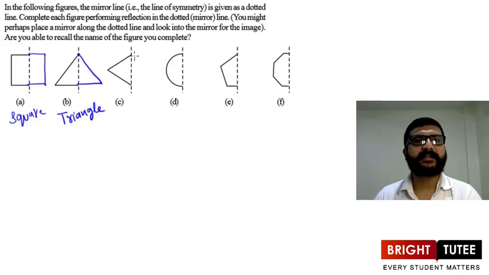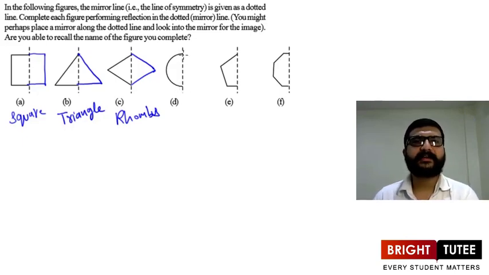Here the dotted line is the mirror line. We have to draw the reflection. So it will be like this. Now as we can see, these blue colored lines are the reflection of the black lines along the dotted line. If the dotted line is considered as a mirror, then the left part of the image is the reflection of the right part of the image, or we can say the right part of the dotted line is the reflection of the left part. Now what kind of figure is it? It is a rhombus. Now let's move to the next one.